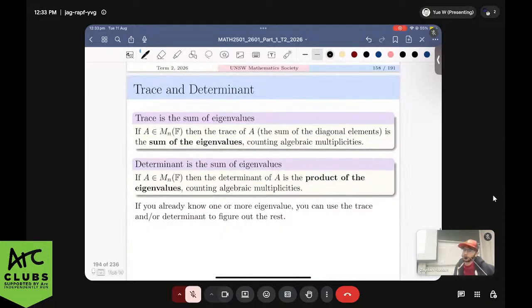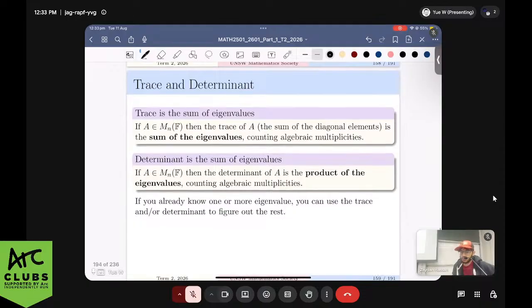And this always holds: trace and determinant. So the trace is the sum of the eigenvalues, and the determinant is the product of the eigenvalues. This is a pretty useful fact. The trace is also the sum of the diagonal elements, but it also has this characterization. So if you already know one or more eigenvalues, you can use the trace and determinant to figure out the rest.